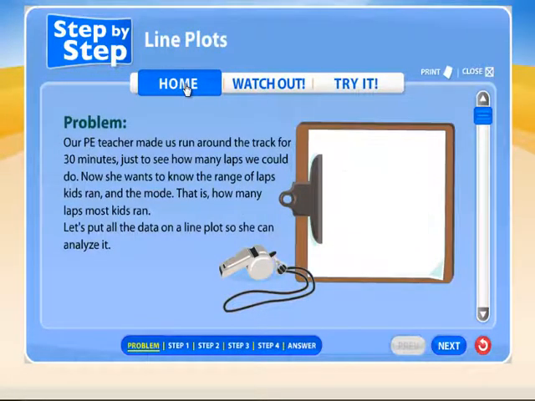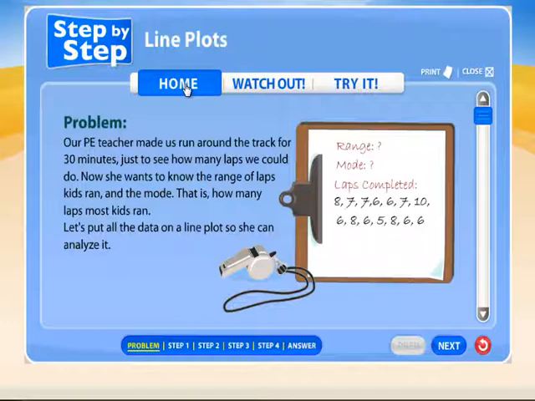Our PE teacher made us run around the track for 30 minutes just to see how many laps we could do. Now she wants to know the range of laps kids ran, and the mode. That is, how many laps most kids ran. Let's put all the data on a line plot so she can analyze it. It's pretty simple if we take it step by step.